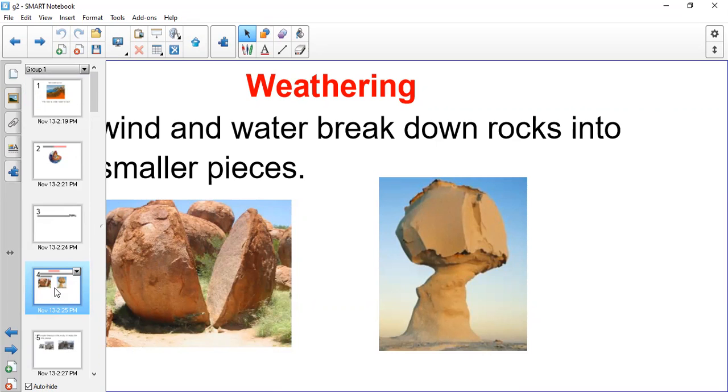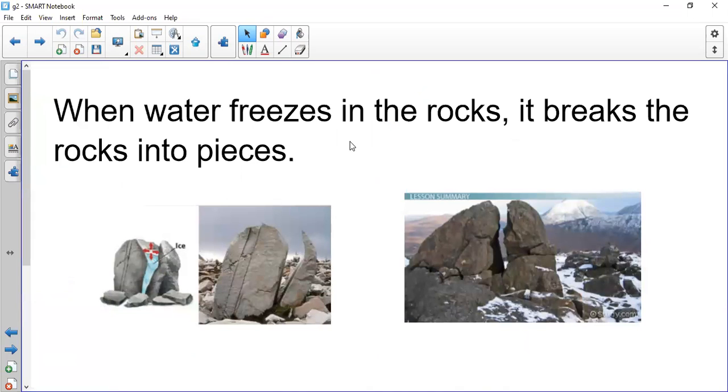And I sent you the link of what is weathering in the chat box. And if you were not able to watch it, you can find the video of weathering on your SMS account. Okay, so weathering, wind and water break rocks into pieces. Let's see, how does the water break rocks? Here it is telling you that when water freezes in the rocks, when it's very cold and water freezes inside the rocks, it breaks the rocks into pieces.